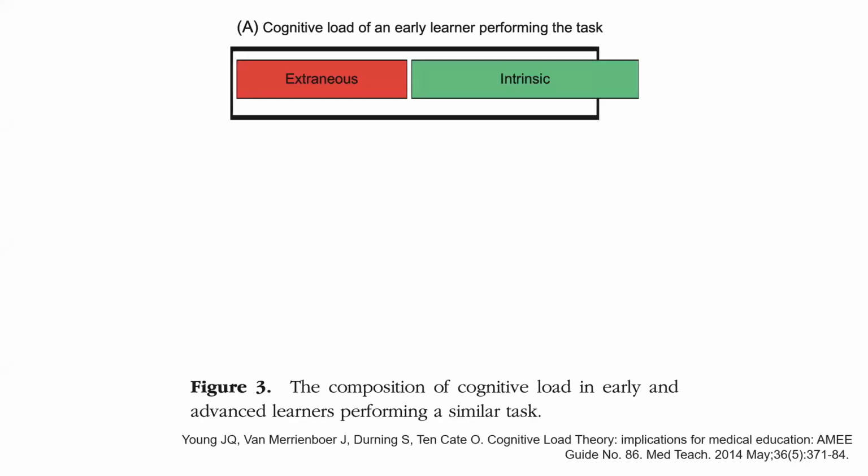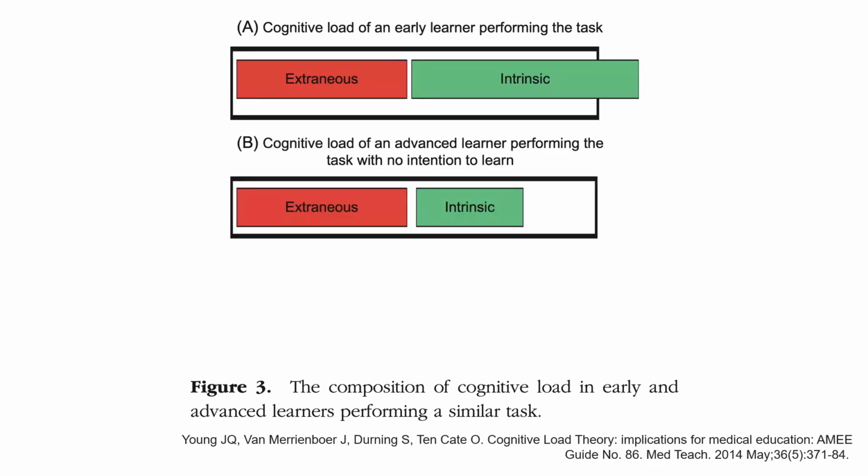Let's look at a few examples of various learners and how working memory and cognitive load apply to early and advanced learners performing a similar task. For these illustrations, working memory will be the black box. Working memory, as we've mentioned, is finite. There is only so much that we are able to process. In this example, there is a fairly large extraneous load, the red box, and an even larger intrinsic load. The task is difficult and the learner has not yet integrated how to chunk and make information smaller so that it fits within the working memory.